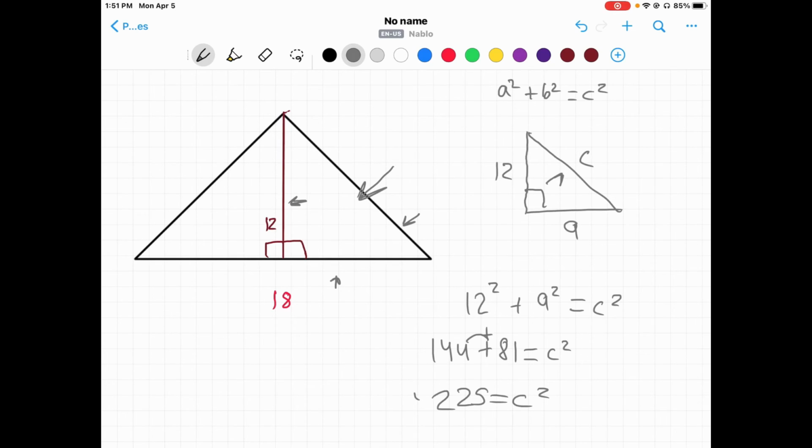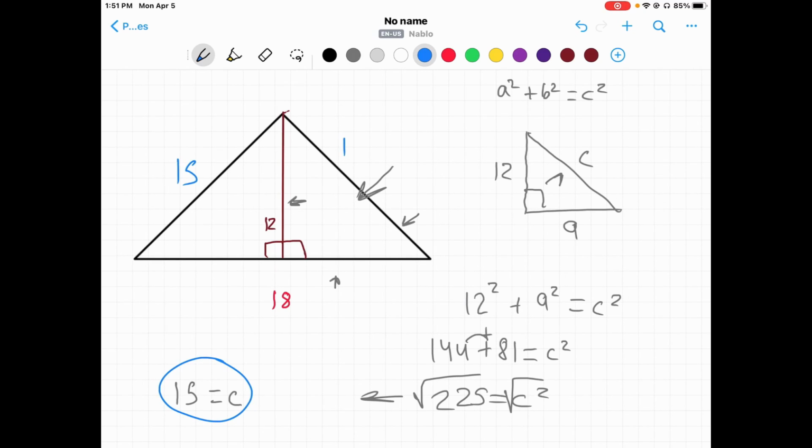Now we would take the positive root of both sides, since we can't have negative distances, and the square root of 225 is a perfect square, and it's going to be 15. So we know that 15 equals c. And now therefore we know that these two sides are 15.